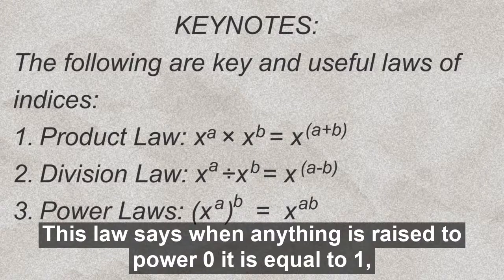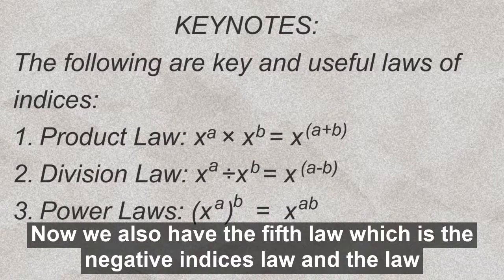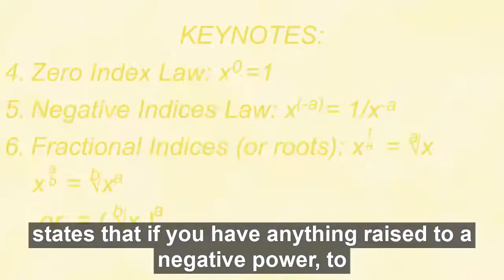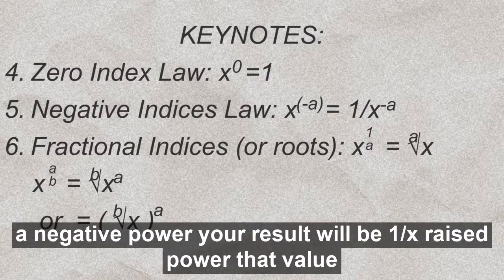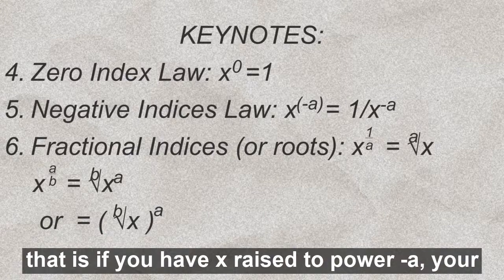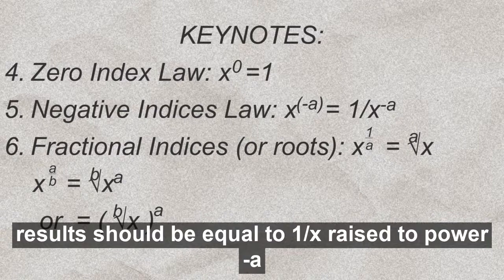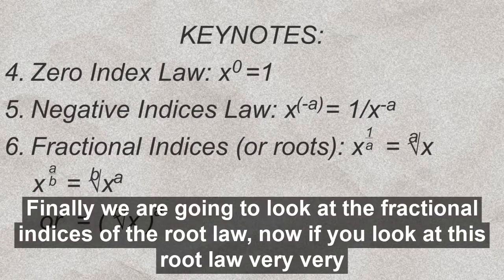Now the fourth law I want you to pay attention to is the zero index law. This law says when anything is raised to power 0, it is equal to 1. Now we also have the fifth law, which is the negative indices law, and that law says that if you have anything raised to a negative power, your result will be 1 over x raised to power that value. That is if you have x raised to power minus a, your result should be equal to 1 over x raised to power a.